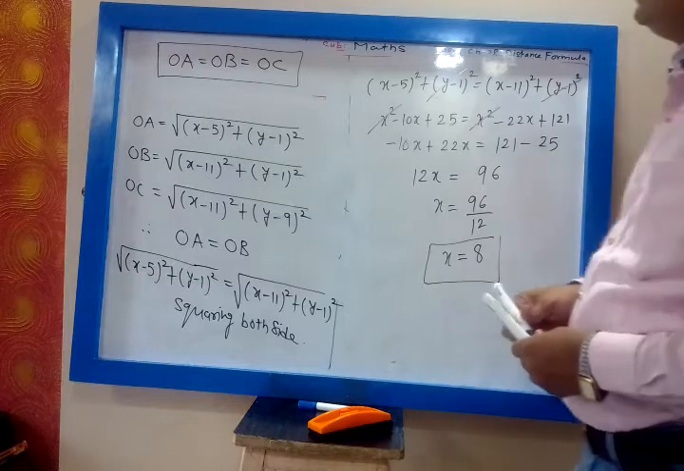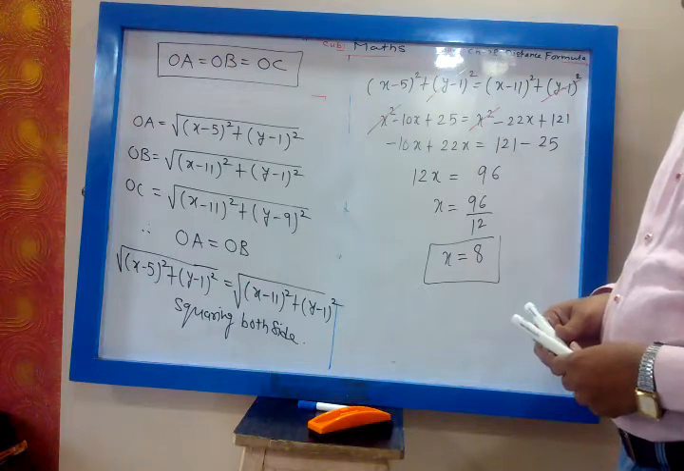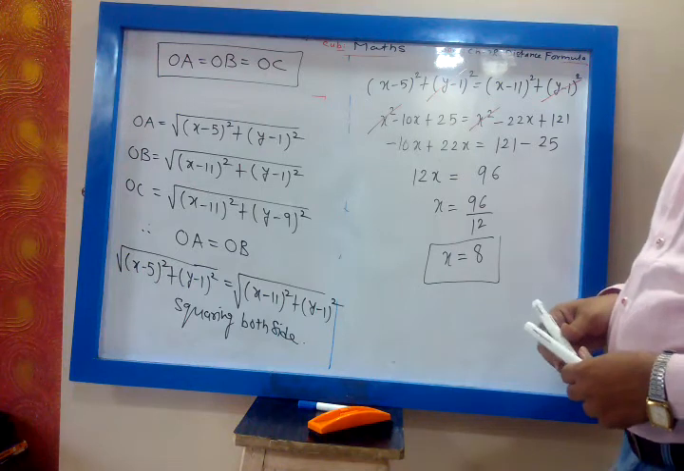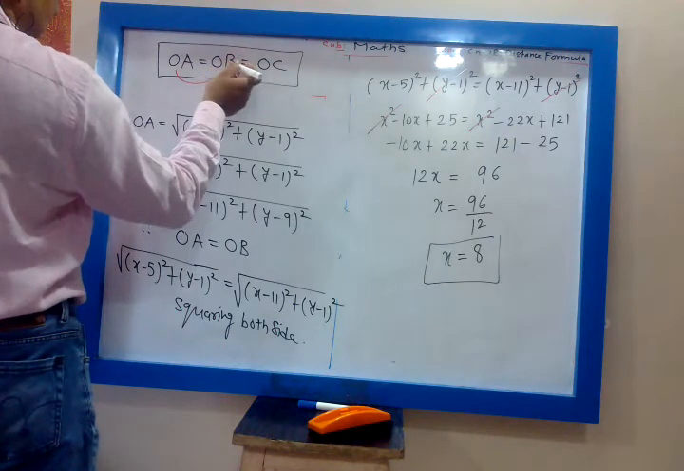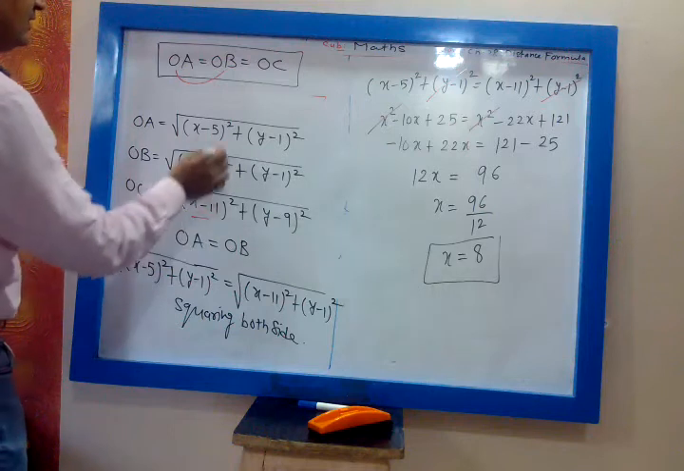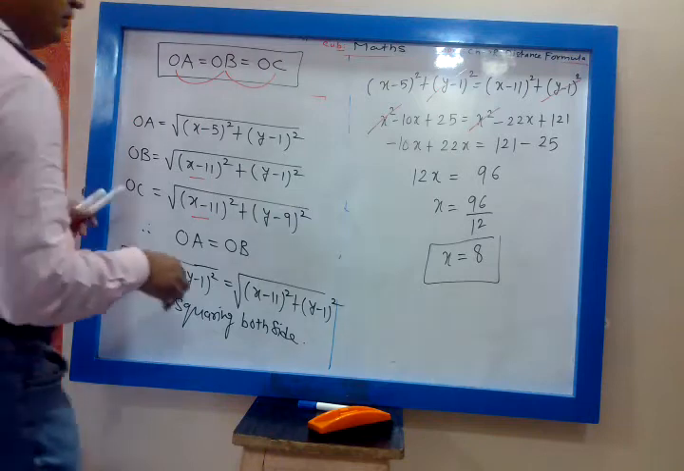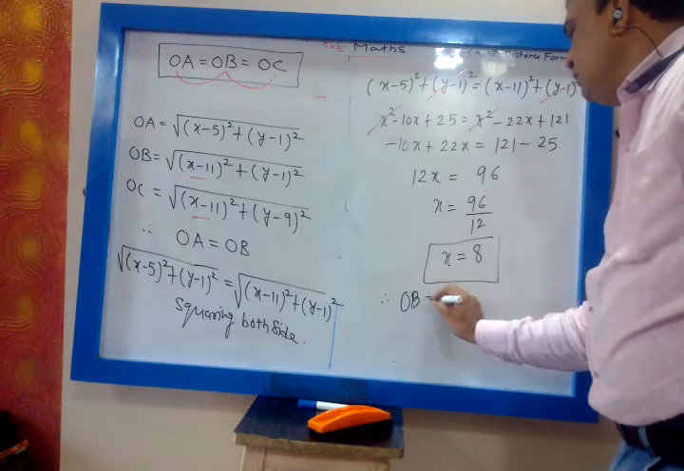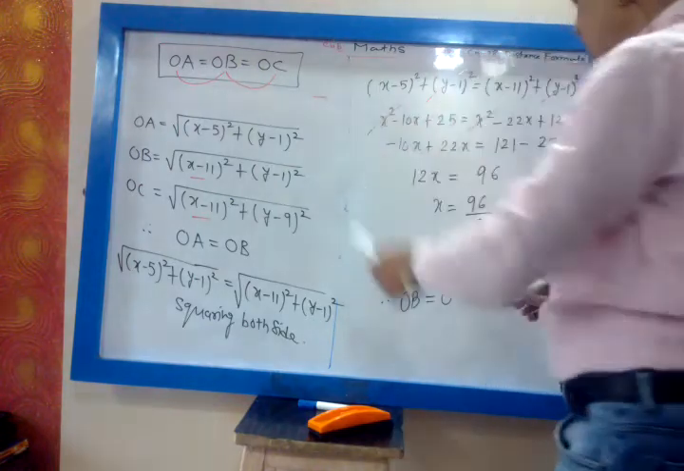Now what you can do? Now you put the value of x is equal to 8. You want to find y, no? Here we considered OA is equal to OB. Now consider OB is equal to OC, so that x minus 11 gets cancelled. First we have considered OA is equal to OB. Now we consider OB is equal to OC.